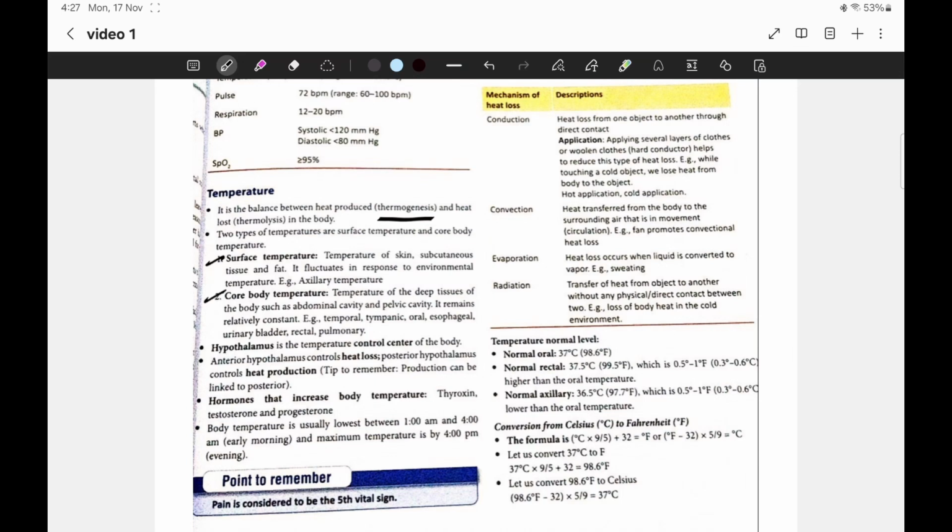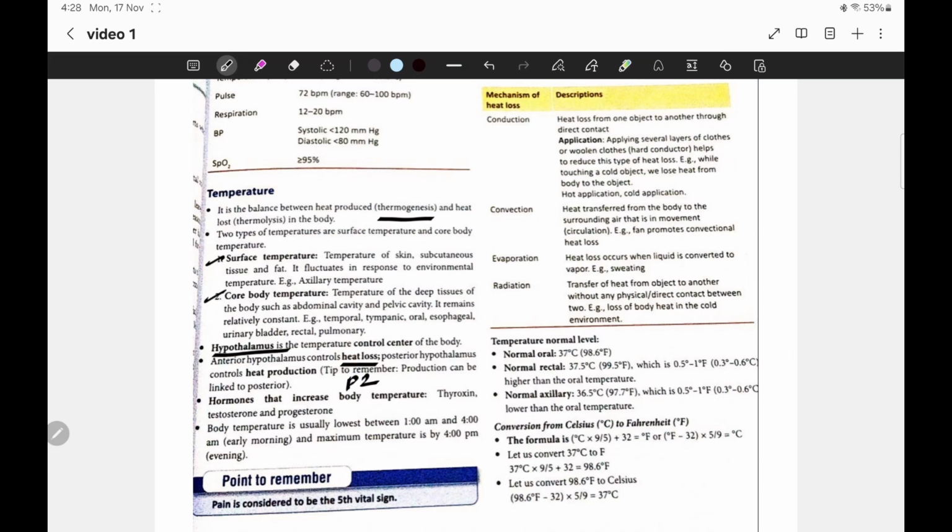Temperature is mainly controlled by the hypothalamus. The hypothalamus is known as the temperature control center of the body, and it is divided into two parts, the anterior hypothalamus and the posterior hypothalamus. The anterior hypothalamus is responsible for heat loss, that is thermolysis, and the posterior hypothalamus controls heat production, that is thermogenesis. A tip to remember: production can be linked to posterior, P square, production and posterior.